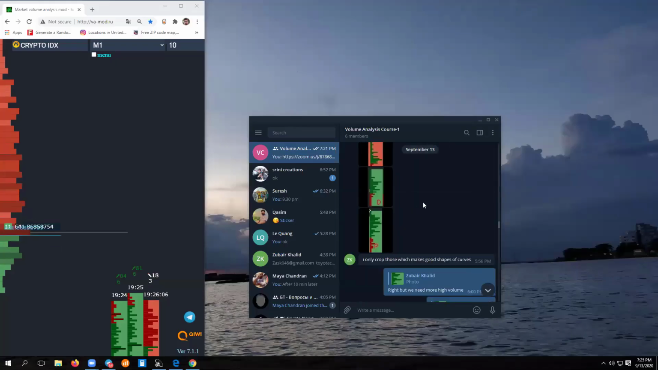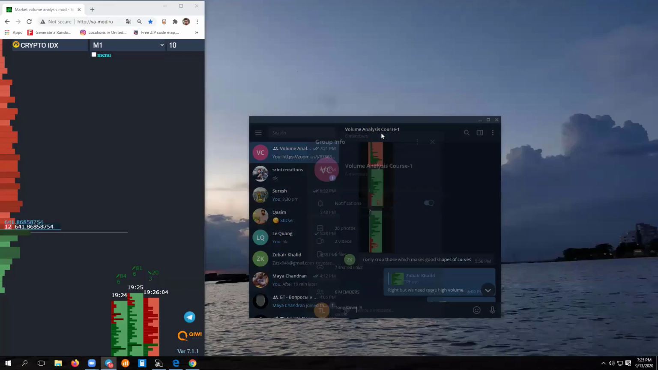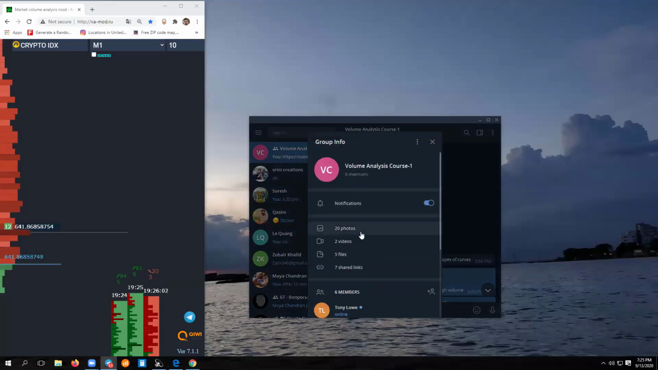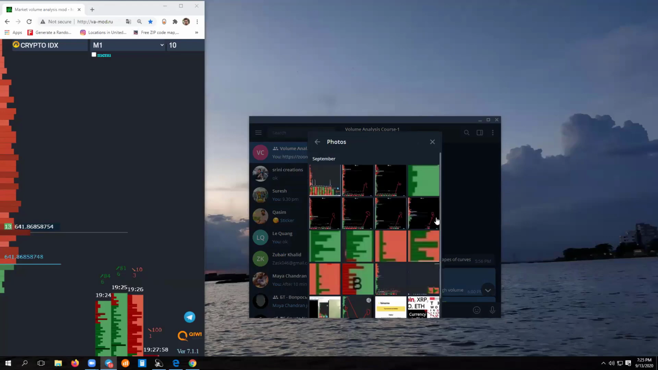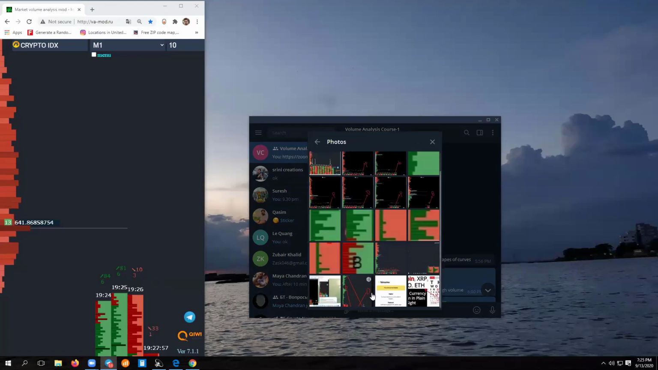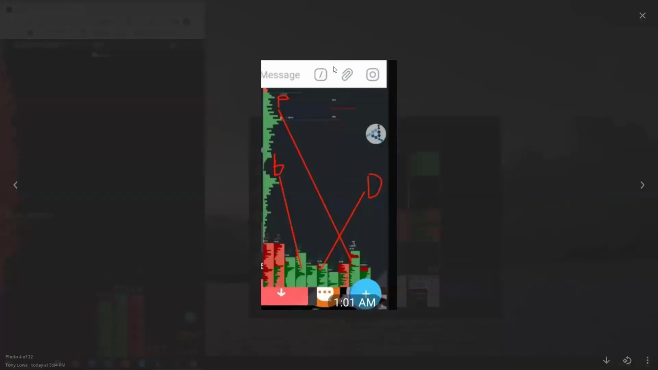Curves. Yes, we need more volume. So when I say that, just download this picture and watch it again and again. Where is the picture? Here. It's a good picture and a good example here about the distribution curve.